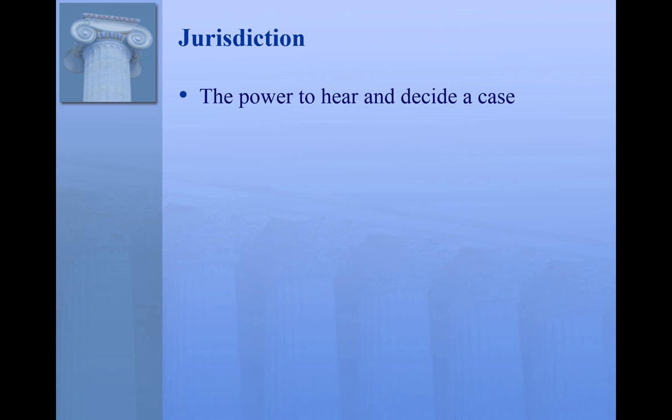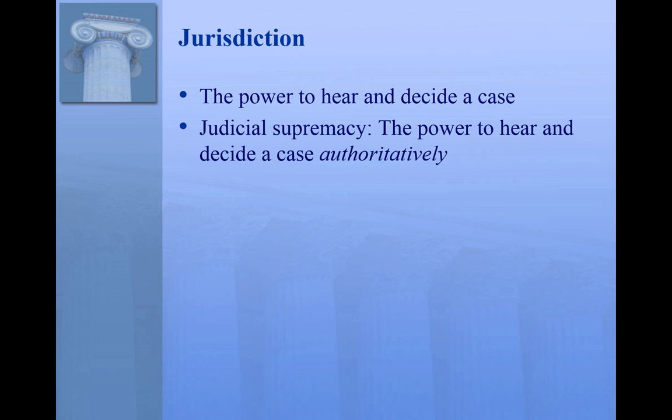This means that there are some cases a court can hear, but it can't decide. Ex parte McCardle, which is in this chapter, is an example of one. And there are various types of jurisdiction, but the basic definition is the power to hear and decide a case. Now, the Supreme Court has a special type of jurisdiction called judicial supremacy. And this means that the Supreme Court can hear and decide a case authoritatively for some other parts of government in the federal system. There are two types of judicial supremacy.